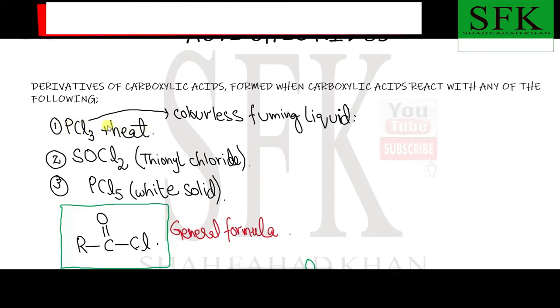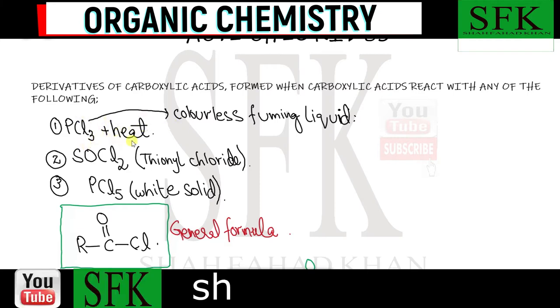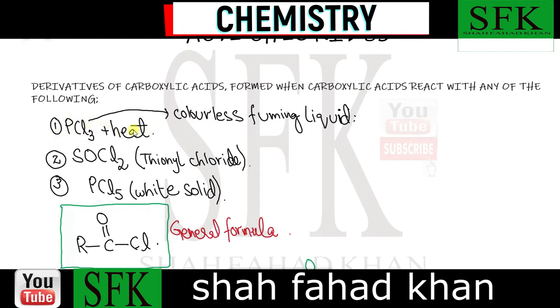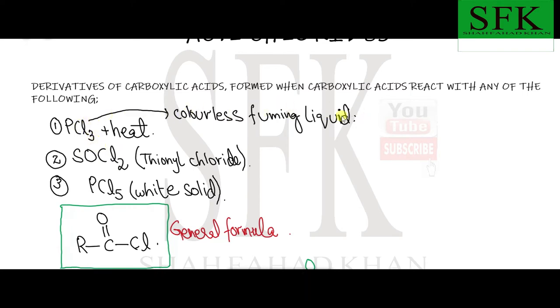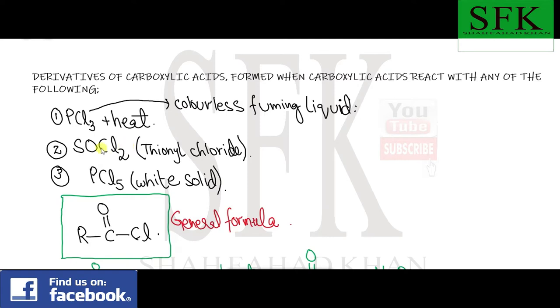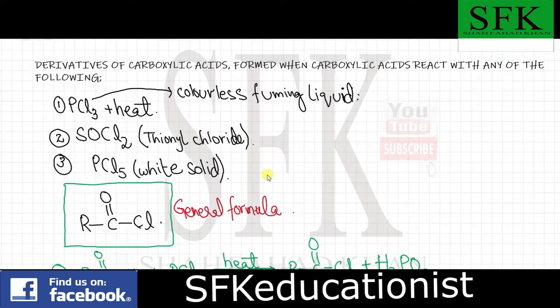Heat is required when reacting carboxylic acid with PCl3 to form an acyl chloride. This condition is important, and this is the only reagent that requires heat. Then the second reagent is SOCl2. PCl3 is a colorless fuming liquid. Okay, this is its physical state at room temperature. SOCl2, which is also known as thionyl chloride, also reacts with carboxylic acids to form acyl chlorides. And SOCl2, the thionyl chloride, also does not require heat.